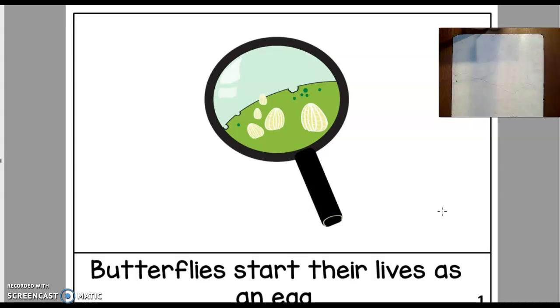Butterflies start their life as an egg. So right there, that tells me the first stage, stage 1, is egg. I'm going to use a different colored marker so that we can tell. Stage 1, egg. And right there is a picture of an egg. Now they're using a magnifying glass because I am sure that butterfly eggs are tiny.